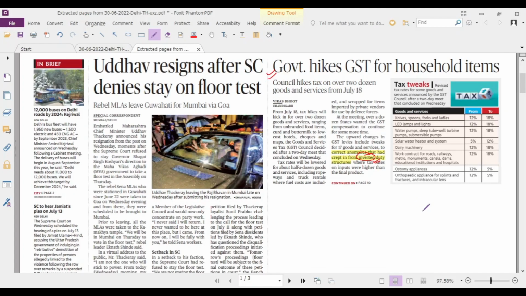The government has corrected the GST tax on certain items to correct the anomaly of inverted duty structure. See, generally what happens, the manufacturer produces the goods, he sells the goods to the wholesaler, then the wholesaler sells it to the retailer, and the retailer sells it to the ultimate end customer. Because GST is an indirect tax, the tax would ultimately be passed on to the consumer. So with all the value addition, the tax would finally be borne by the customer.